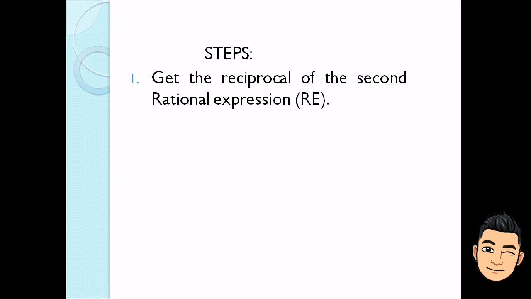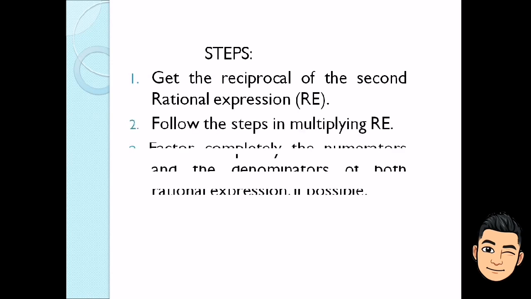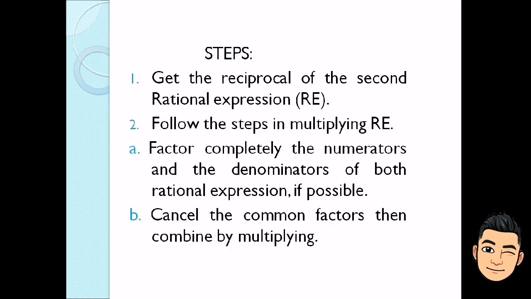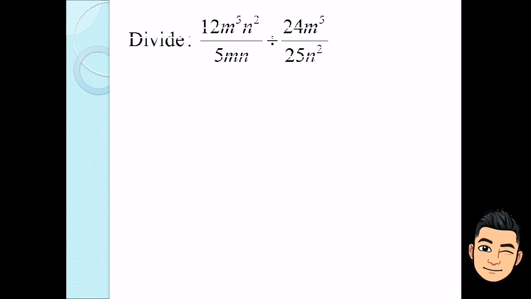1. Get the reciprocal of the second rational expression, yung ginawa natin kanina. And then, follow the steps in multiplying rational expressions. So, just factor the numerators and denominators of both rational expressions completely if possible. And then, we just cancel the common factors then combine by multiplying. Let's have our first example.